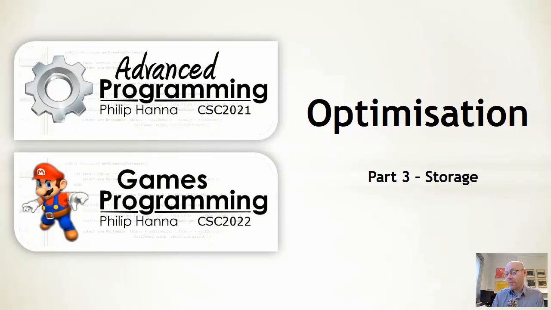This is the third part of our optimization series. In this one, we're going to have a look primarily at how we store values in memory, but we'll also touch upon temporary variables as a way of linking in to the next talk.